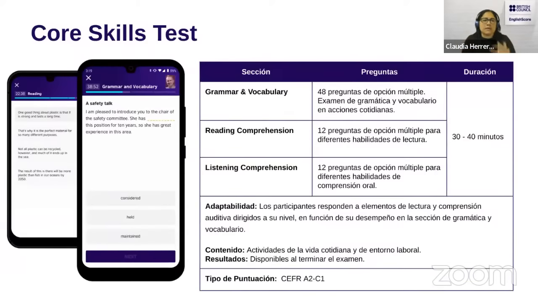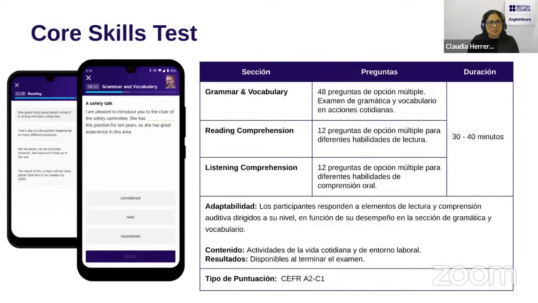A grosso modo, les hago una descripción aquí del examen. No se preocupen que, como les había comentado, vamos a tener una sorpresa al final y todos los pasos y contenidos de la certificación se los vamos a hacer llegar a través del equipo de Mariela en un tutorial. A grosso modo, el examen de Core Skills, como les había dicho, evalúa gramática, vocabulario, comprensión lectora y comprensión auditiva. Son 72 preguntas que recuerden que a través de la inteligencia artificial se van armando en ese mismo momento.